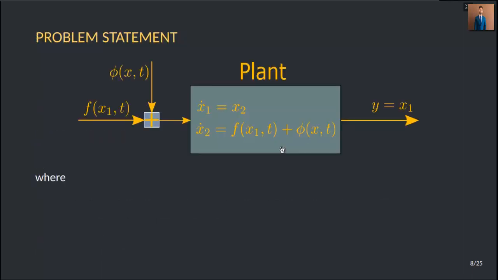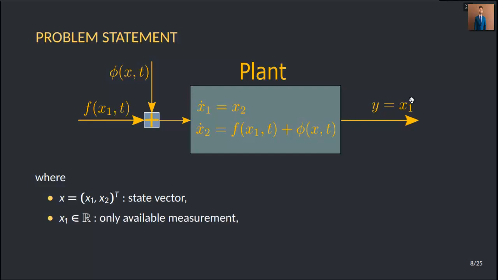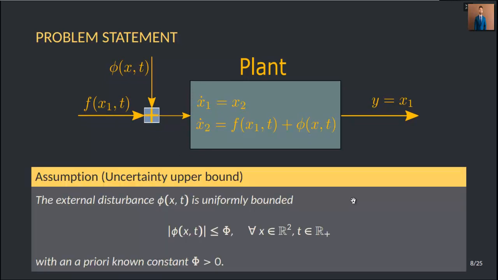We will consider only a second order system, as we can see here in this plant figure, where x1, x2 are the state vector, x1 is the only available measurement, the output of the system, f is a known input, and phi is a disturbance entering the system in the matched form. The assumption throughout is that the external disturbance phi is uniformly bounded, as we can see here in this inequality, by an upper bound, capital Phi, a priori known and constant.